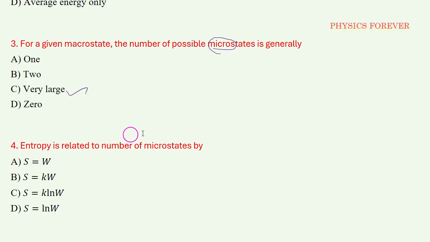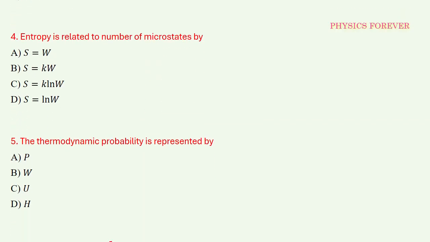Then question number 4: entropy is related to the number of microstates. The correct option is C. Then S equals K ln omega, where S is the entropy, K is the Boltzmann constant, and W is the thermodynamic probability. You have to remember that. Sometimes they ask problems using this entropy formula.